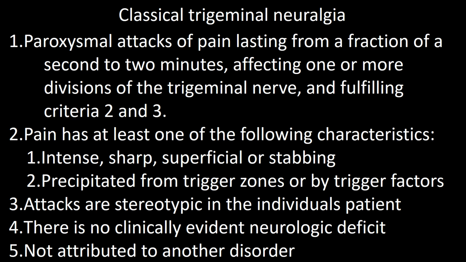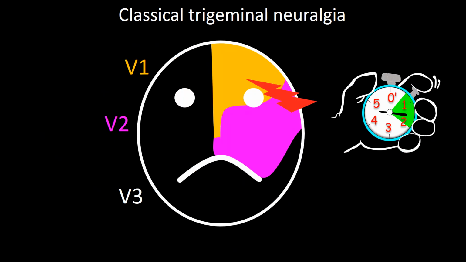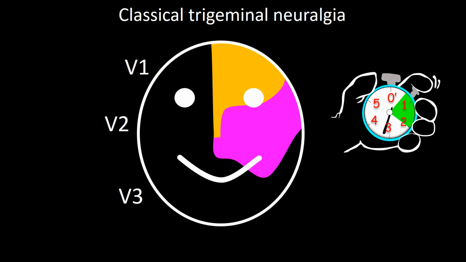In the next frames, I will emphasize the most salient features of this condition. The pain in classical trigeminal neuralgia is usually in the distribution of V1 or V2. The distribution of the pain for each patient is usually the same from the first to the last episode. The pain is sharp, lasting for a few seconds to 2 minutes. After 2 minutes, it is gone.